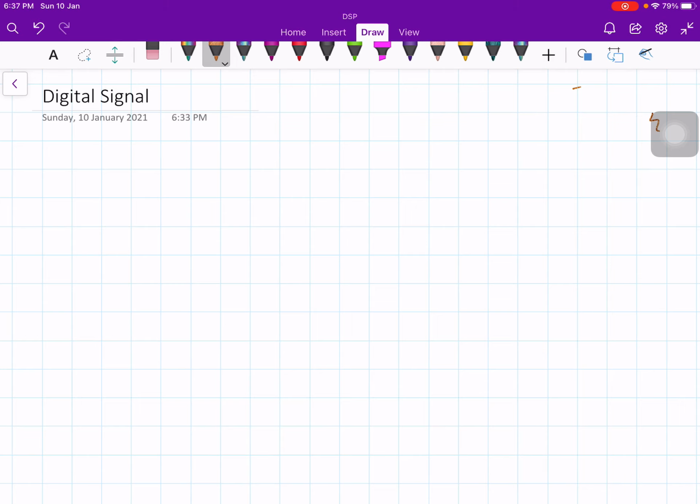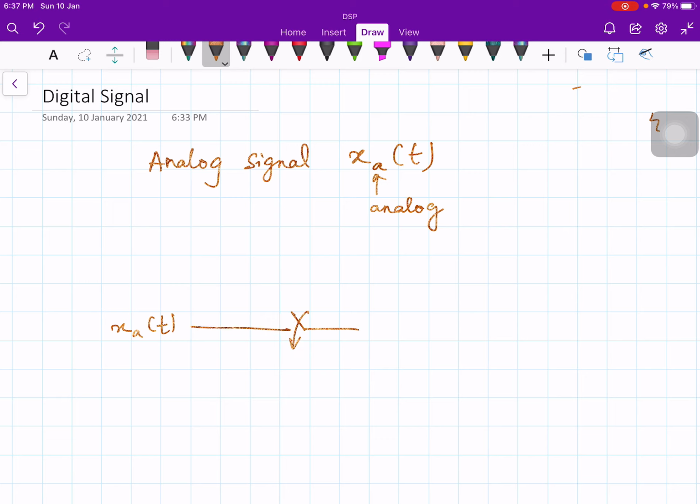So in this lecture, let us talk about a digital signal. A digital signal is obtained from an analog signal by sampling. So let me denote the analog signal by x suffix a of t, and here the suffix a indicates analog, and this analog signal is sampled by the sampler. So you take x suffix a of t and give it to the sampler.